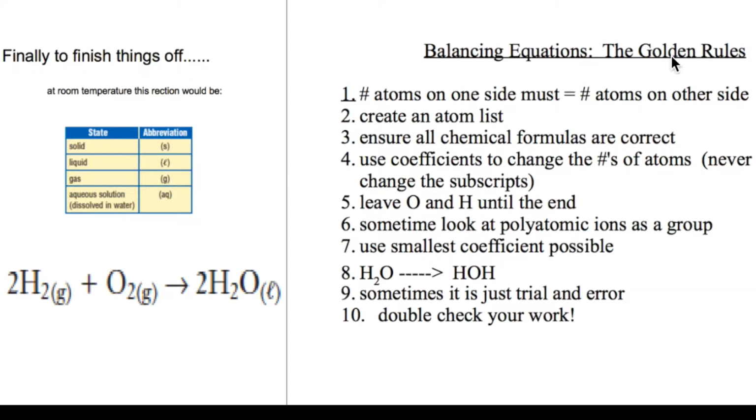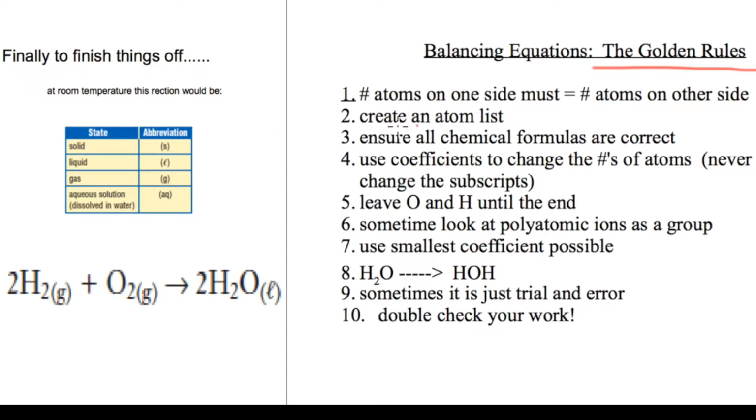Okay, so the golden rules. Mr. Holdell taught us a lot about these, so I'm going to go over this. Number one is pretty much just saying that both sides have to be balanced with the same amount of atoms. So if there's hydrogen 2 on the left side, there has to be hydrogen 2 on the right side.